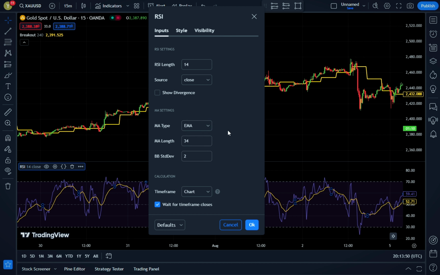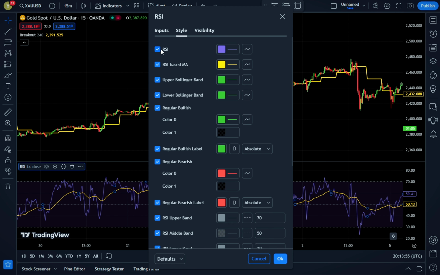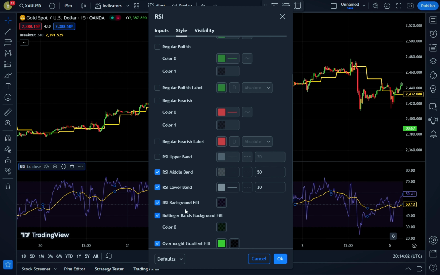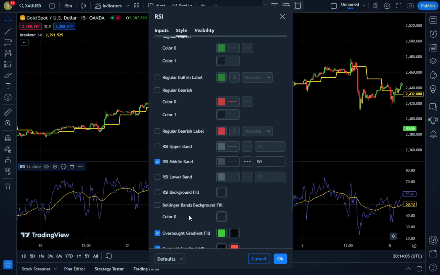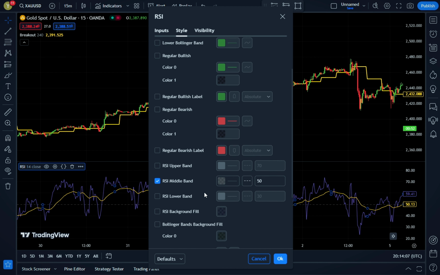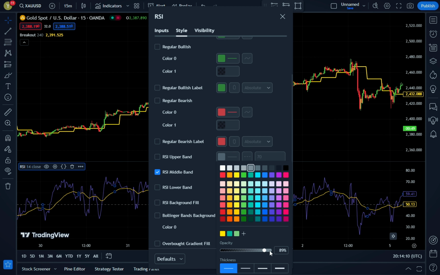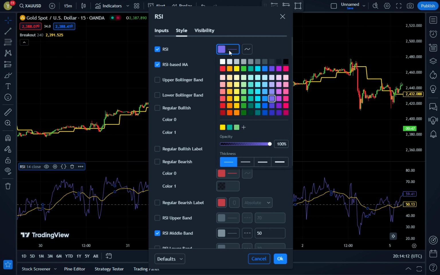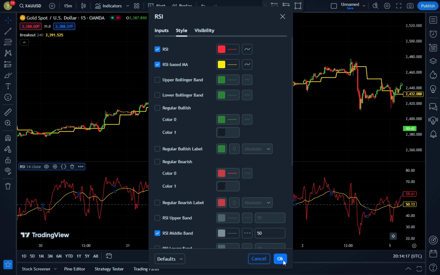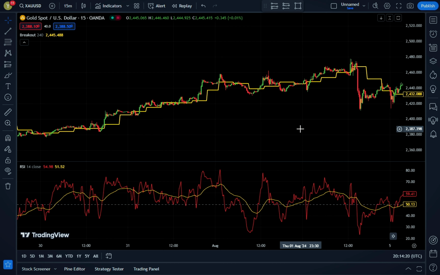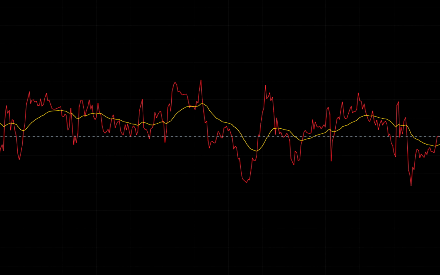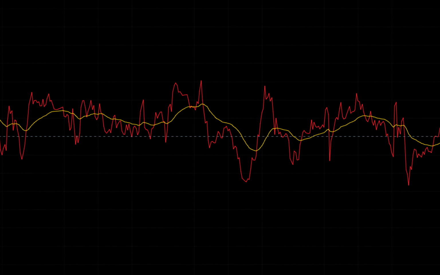In the Style tab, remove all marks except the RSI, RSI-based MA, and RSI middle band. Customize the RSI color as you prefer and click OK. The RSI will act as a trend guide and breakout filter.